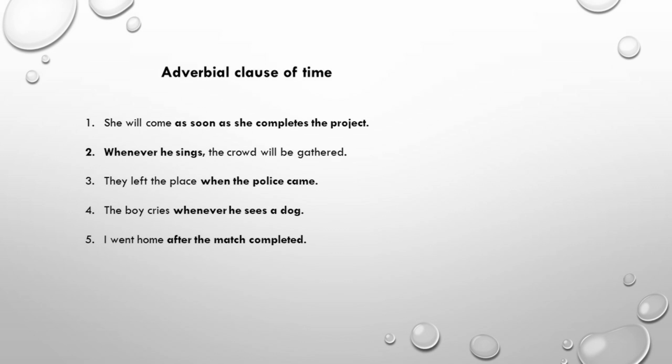A subordinate clause which acts as an adverb in a sentence and denotes time is adverbial clause of time. Adverbial clauses of time answer the question when. Look at the examples. She will come as soon as she completes the project. In the sentence, as soon as she completes the project is the subordinate clause, and this clause is modifying the verb will come. And similarly, it answers the question when. She will come when. The answer will be as soon as she completes the project. So that is why this is an example of adverbial clause.